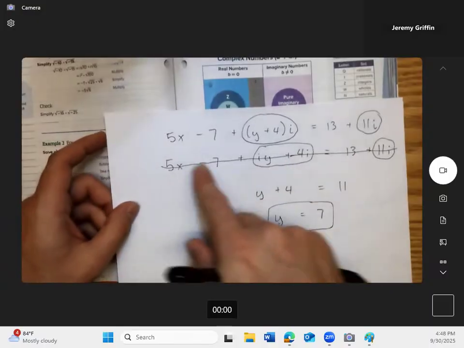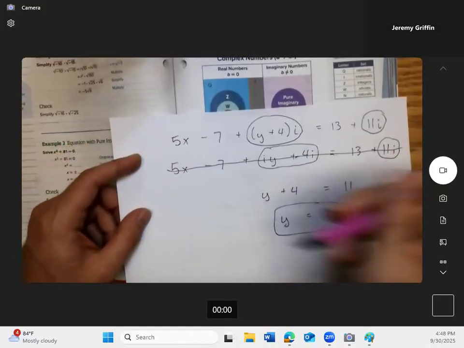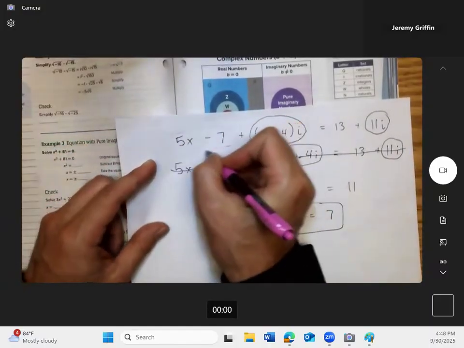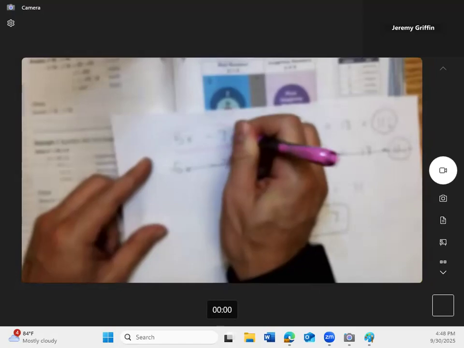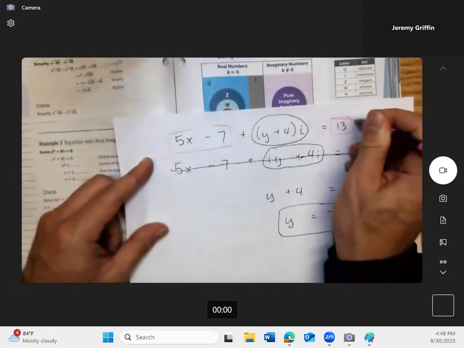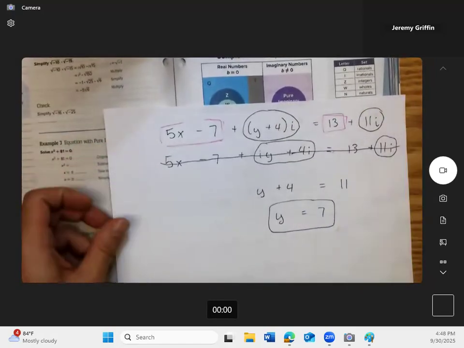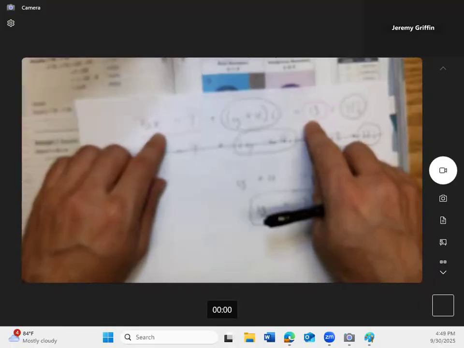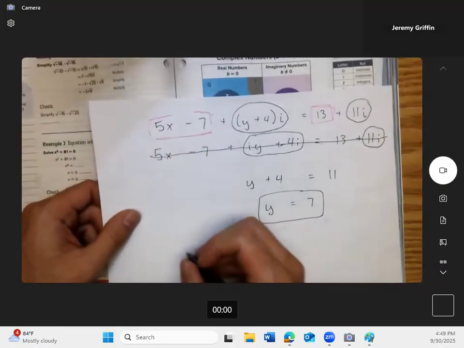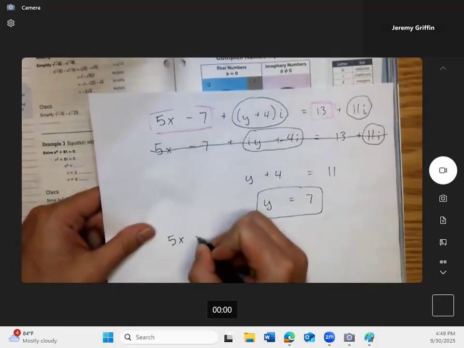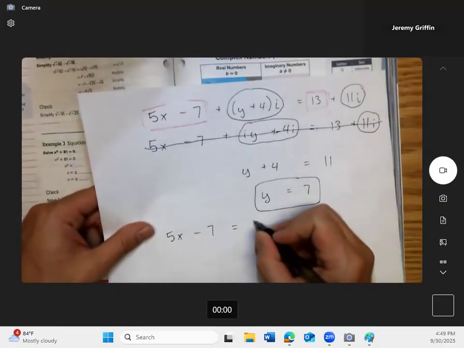Now the x bits are the real part. Here, maybe I'll circle those in pink. Maybe those stand out in pink. So this pink part here has to be equal to this pink part right here, right? Because that's the real part of this complex number. So complex is real plus imaginary. So now I can handle that. So the 5x minus 7 must be equal to this 13 right here.